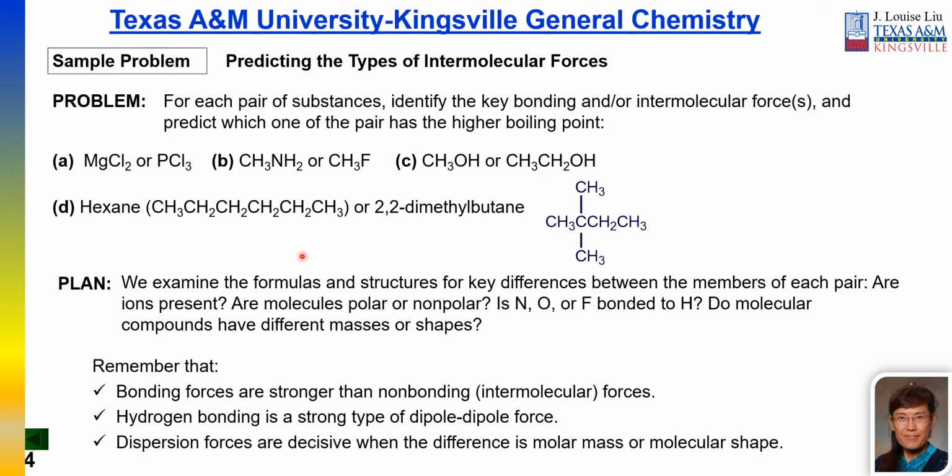And if you have the same molecule or a similar formula, such as methanol and ethanol, you are going to determine the molar mass. If you have another 2 molecules, they are the same in terms of chemical formula, C6H14. They have the same molar mass. You are going to determine the shape and its symmetry.